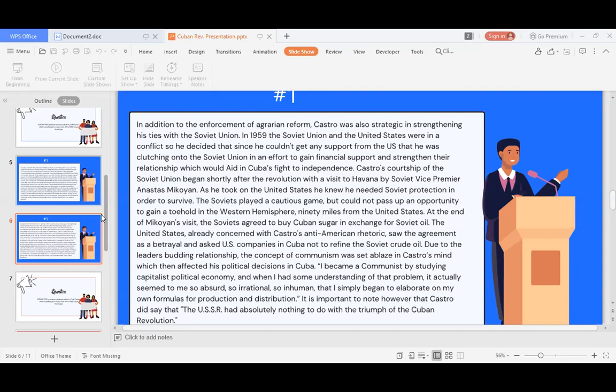Wait. So you're in the exam, so your point would be that one political effect of the Cuban revolution was, what is it? That he turned Cuba into a communist state.